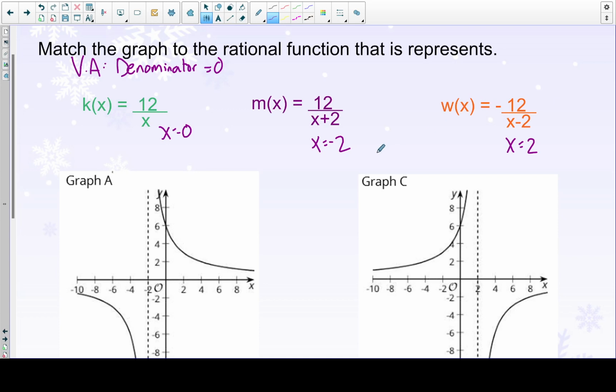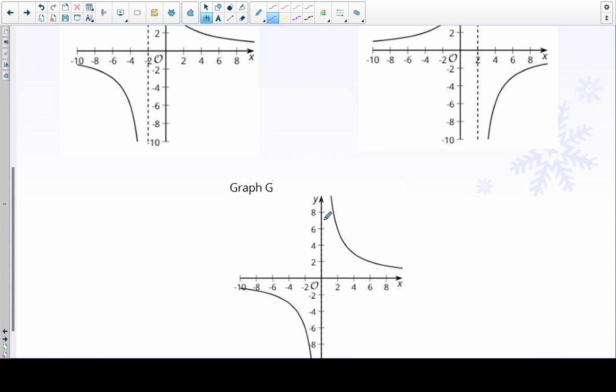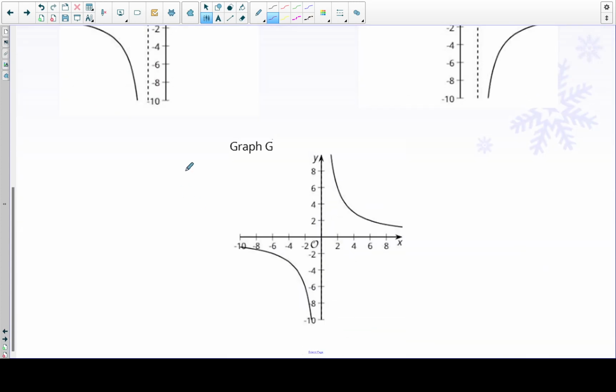Okay, so which function matches with which? Graph A has a dotted line at negative 2, so clearly this must be m of x. Graph C has a dotted line at positive 2, clearly that's w of x. And therefore this one down here, graph G, has dotted lines at 0, and so that one is going to be k of x. So these are pretty easy to tell.